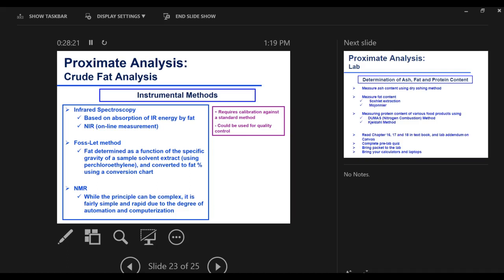Lastly is NMR. While the principle is complex and analyzing the spectra is not very intuitive, it's very easy and gives you good, accurate measurements for the amount of fat. That's it for fat analysis.